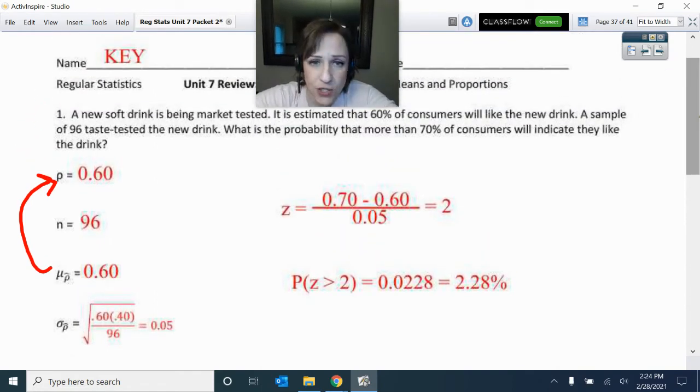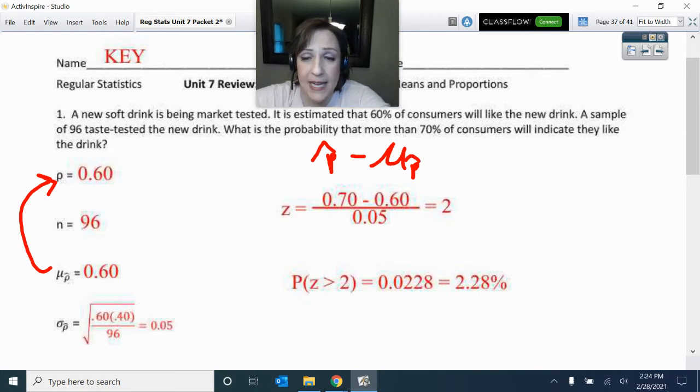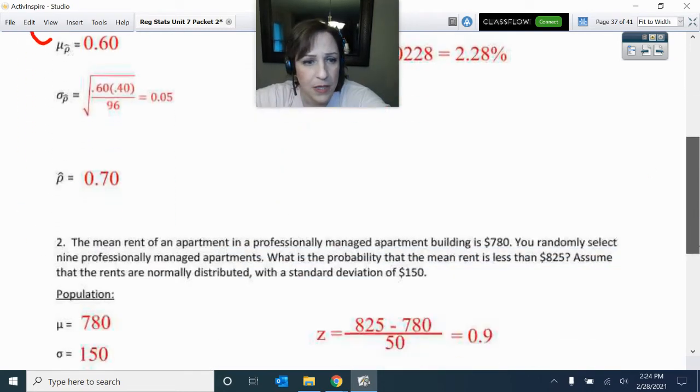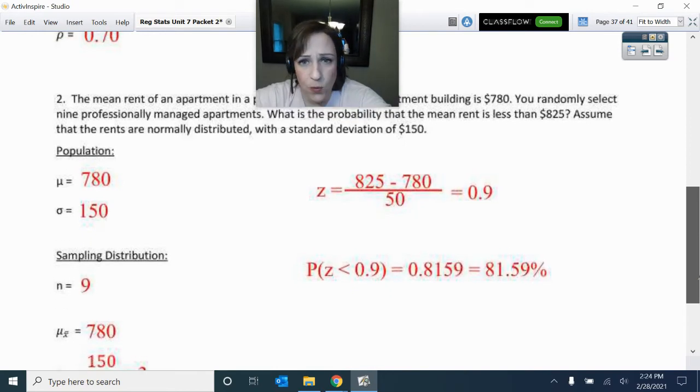Now, the sample results that we got were 0.70 from that sample of 96. So here was your z-score with your p-hat, seeing how far that sample is away from the center of the p-hats, over that standard deviation of p-hats. It was just 2. We wanted to go more than, so we norm CDF'd, and I didn't write that in here, but we norm CDF from 2 to 99 to go greater than.